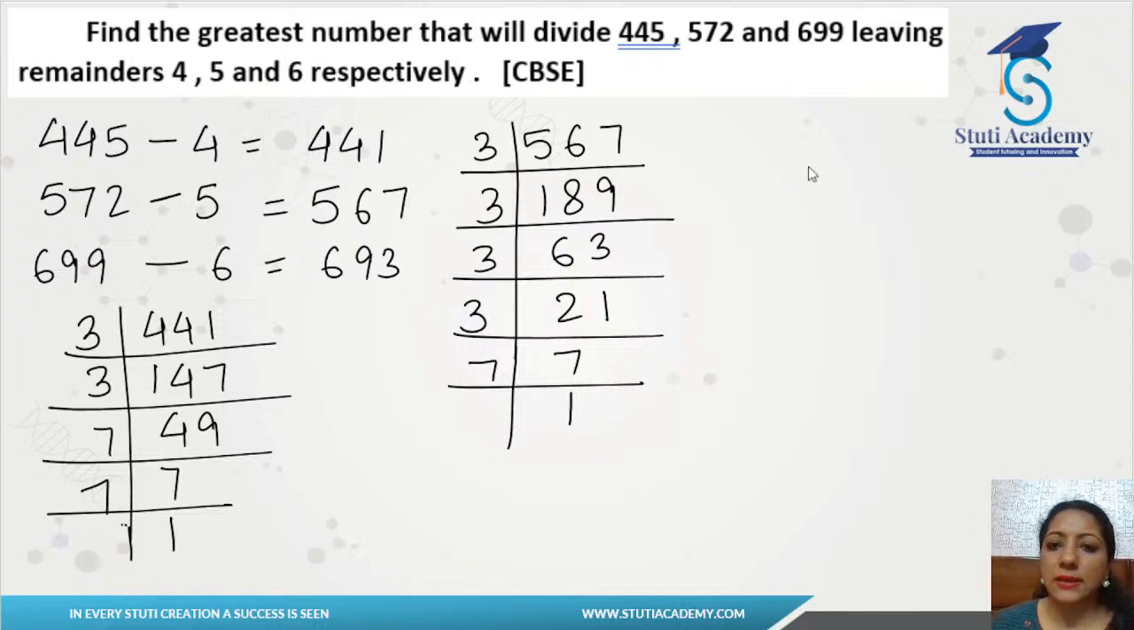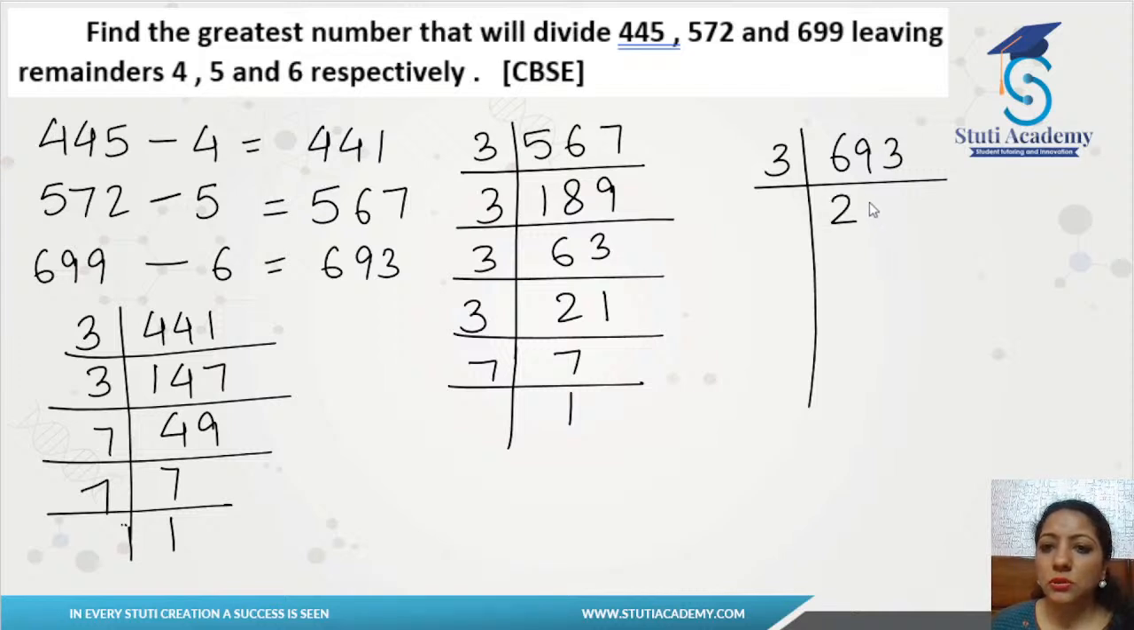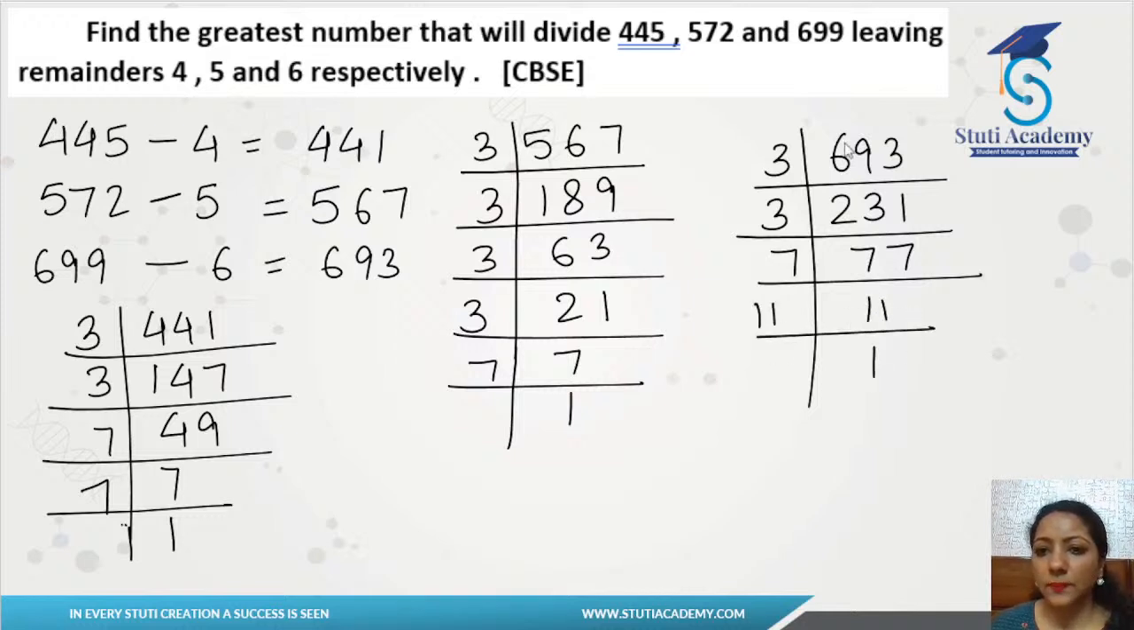Now we have 693. 693 is divisible by 3. We will get here 231. Then this is divisible by 3. We are going to get 77. Then by 7 and then we have 11, 11 and 1.